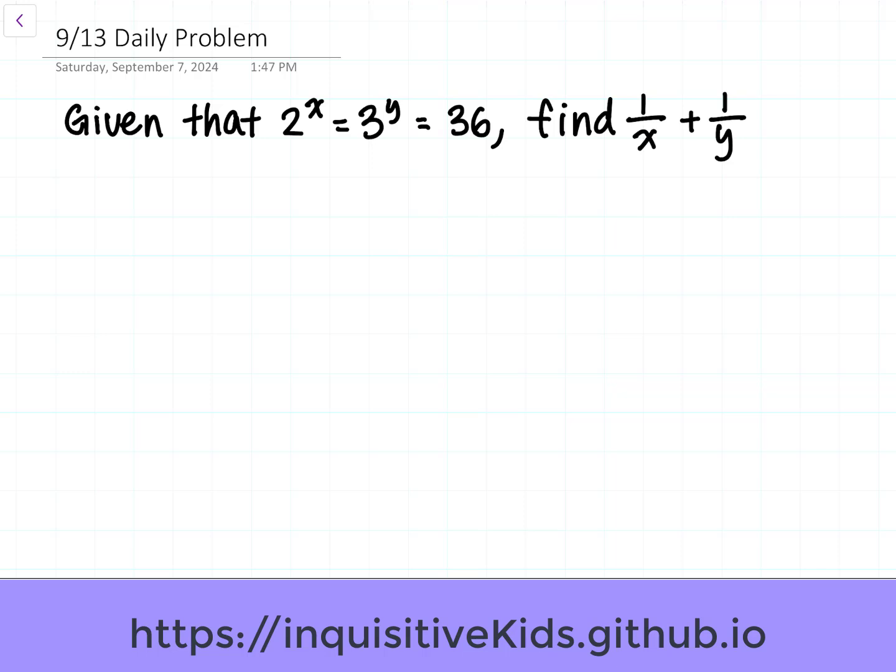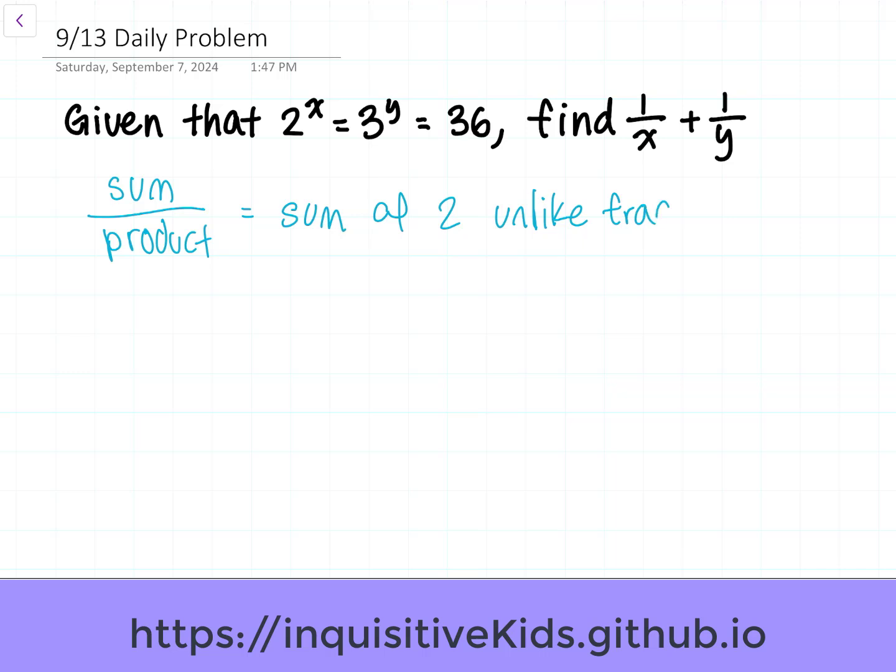Whenever we see a fraction in the form of sum over product, we know that this is the result of the sum of two unlike fractions. So let's rewrite 1 over x plus 1 over y. This expression we can turn into x plus y over xy. Now we just have to find the relationship between x plus y and xy.